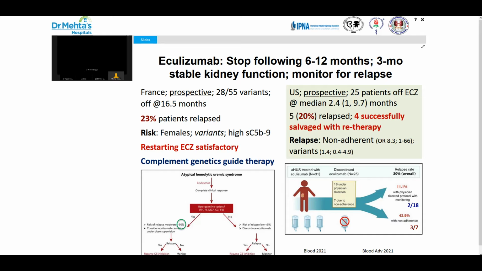One other marker that could indicate that you may not be able to stop is the presence of high soluble CMAC or high soluble C5b9. So patients who have high soluble C5b9, one should be careful stopping. And the same data has come from the US, where again they showed that one could stop therapy after a few months. And even if you relapse, successful salvage is possible.